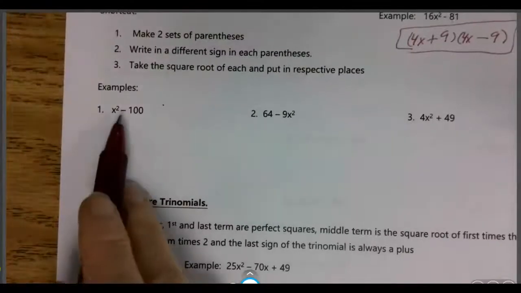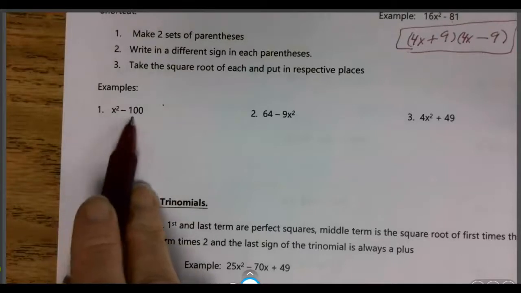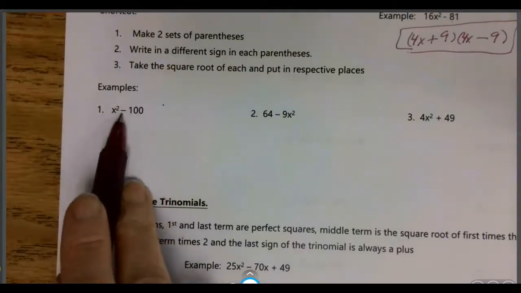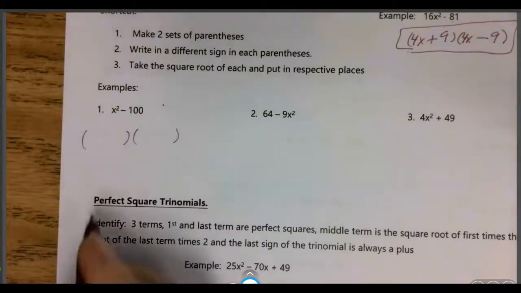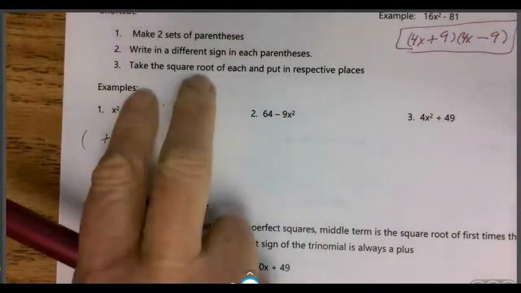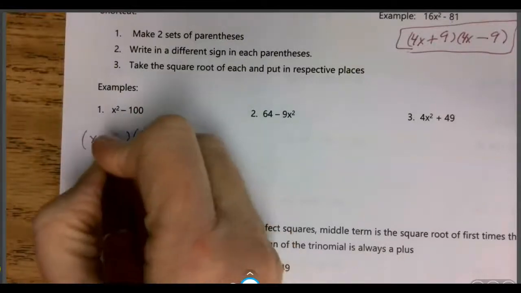Okay, let's do another one. Do I have 2 terms? Yes. Oh, duh. 2 terms. Are they both perfect squares? Yes. So, if they're both perfect squares, do I have a minus? Yes. So I make 2 sets of parentheses. I have 2 different signs. So if you notice all the 2's, 2 terms, 2 sets of parentheses, 2 different signs, takes a square root.